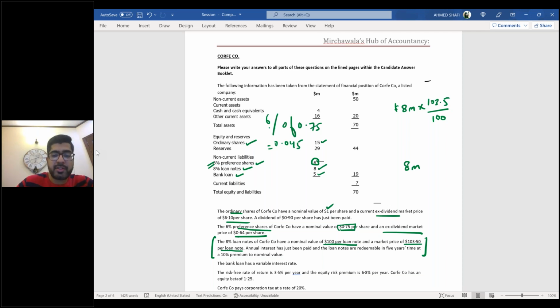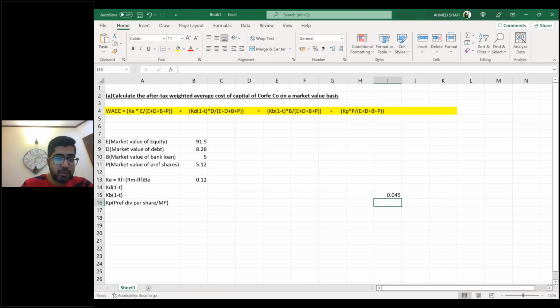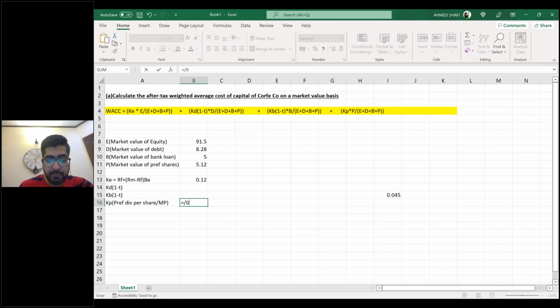Upon the market price of preference shares. What is the market price of preference shares? 0.64. To find KP, cost of preference shares, we take preference dividend per share over market price of preference shares. The market price of preference share is 0.64. What is the preference dividend per share? The percentage mentioned is of preference dividend, 6% of what? Always par value, the nominal value, 0.75. This makes preference dividend per share over market price 0.64. This will make it 7% approximately. You can note this.